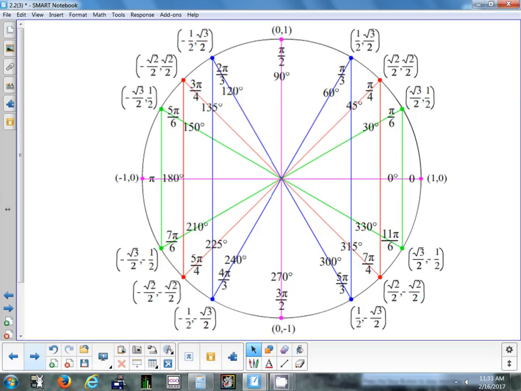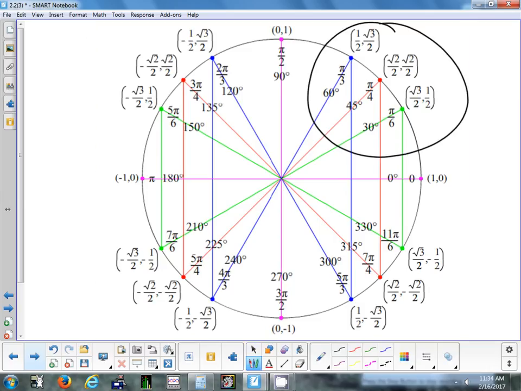And then we've got the green triangle. That's your root 3 over 2, 1/2. And you can do that in every quadrant. And then the blue triangle is switching it. That's the 1/2, root 3 over 2. And you can do the blue triangle in every quadrant. So really, the only thing you need to know for the blue, the red, and the green triangle is what's right here.